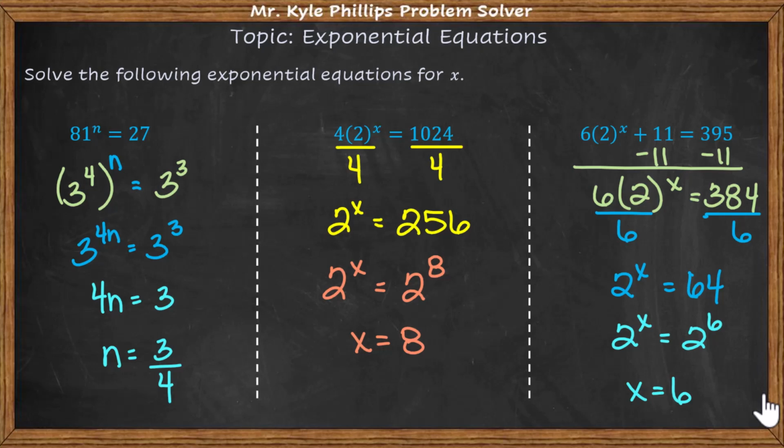And that's pretty much it. That's the gist of solving exponential equations. All you're trying to do is isolate your base and your exponent, and you're trying to get common bases on both sides. Once that's the case, you set your powers equal, and it's as simple as solving equations from there.